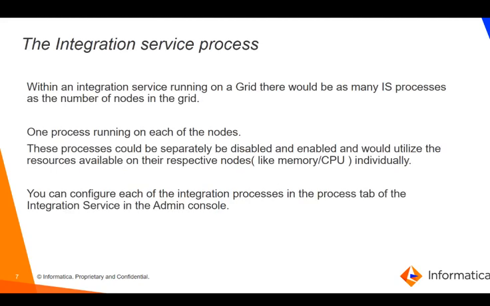So what are the integration service processes? As I just explained, within an integration service running on a grid, there would be as many IS processes as the number of nodes in the grid, and one process running on each of the nodes. These processes could be separately disabled and enabled and would utilize the resources available on their respective nodes, like the memory and CPU, individually. And you can configure each of the integration service processes in the process tab of the IS in the admin console. So we'll see that now.